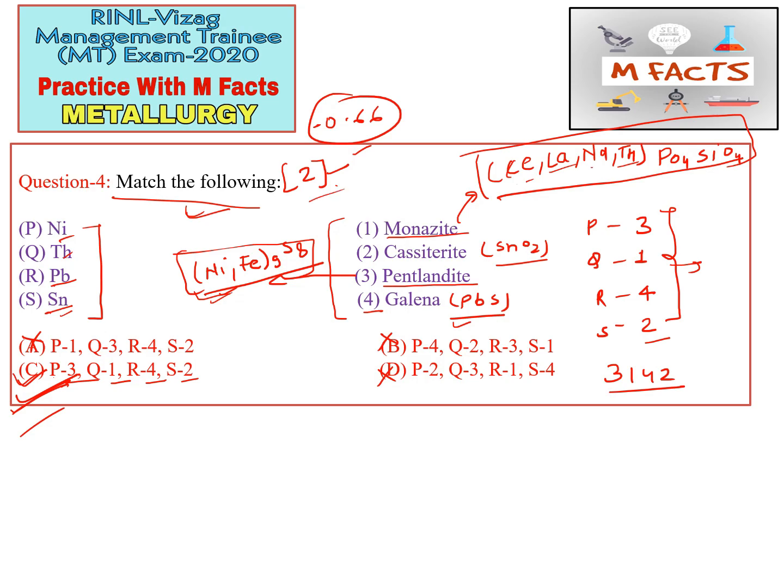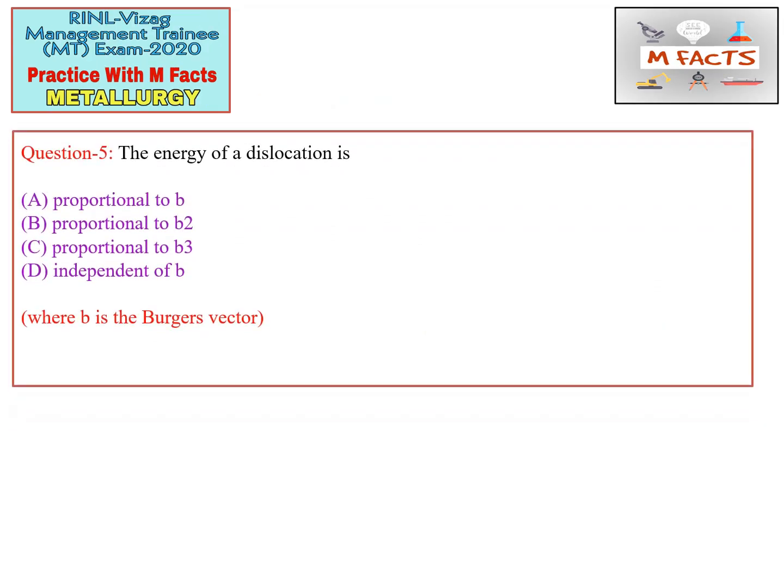Okay, so the correct option for this question is C part. The next question is: the energy of dislocation is. This question is from mechanical metallurgy, and it is an easy question, but in the RINL exam they can ask it, because you have 100 questions in 60 minutes. So these are not easy for that exam, but this is easy whenever we do the practice.